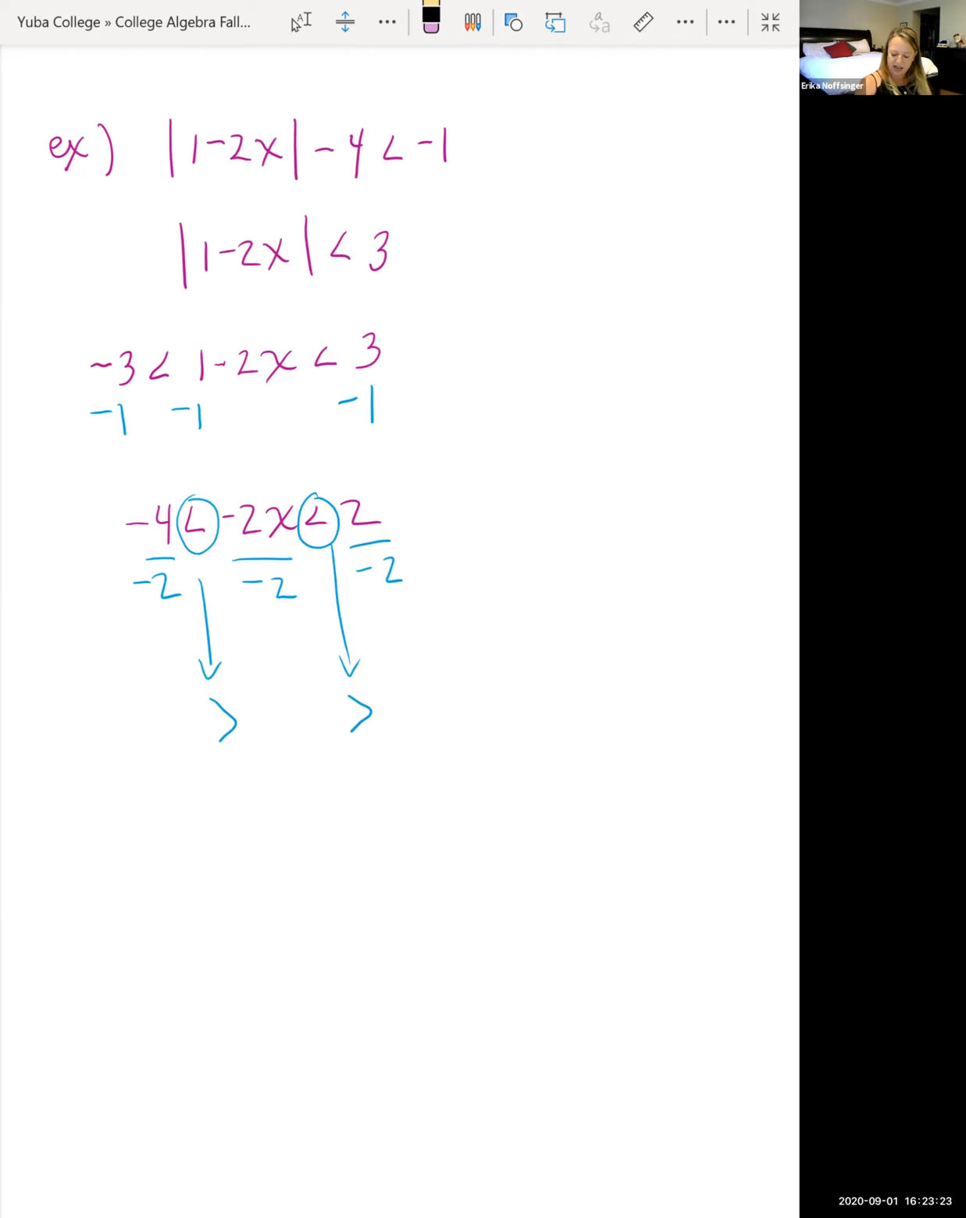So we now have negative 4 divided by negative 2. Well, that's a positive 2. It is greater than x, which is greater than 2 divided by negative 2, which is negative 1. I don't tend to like to look at it this way. I like smallest to largest, and it makes more sense to me. So let's just rewrite it. So negative 1 is less than x is less than 2.